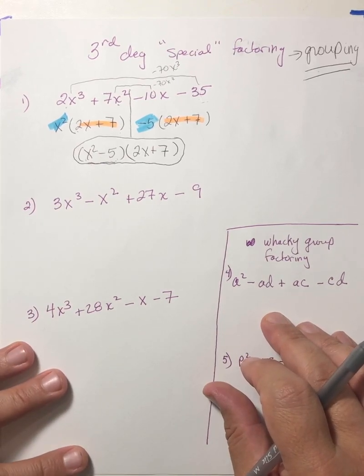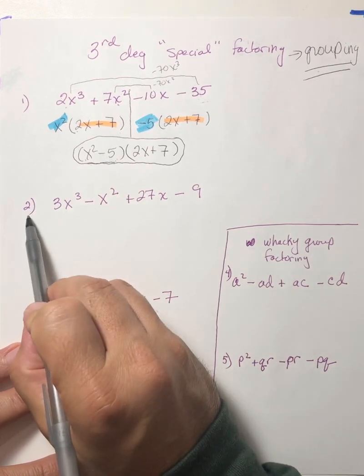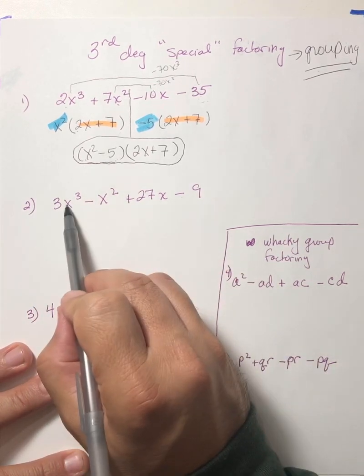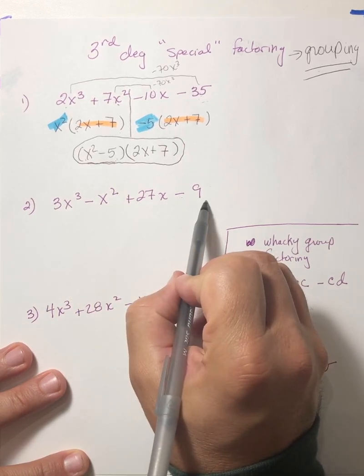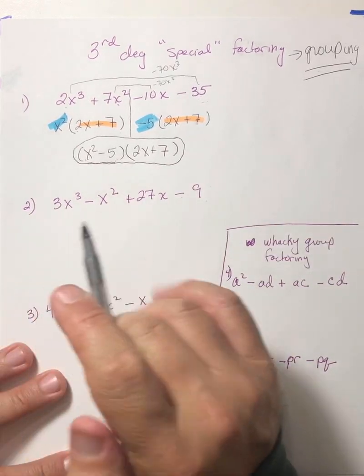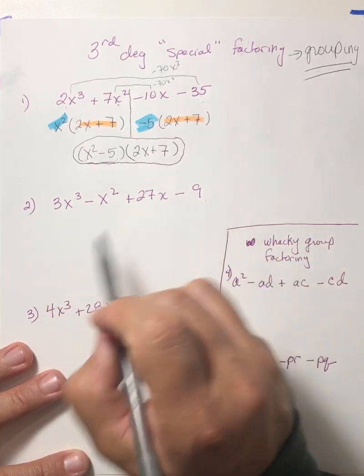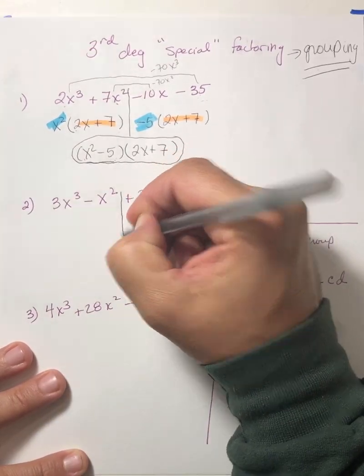All right, let's do the next one, number 2. All right, exact same formatting. Here's our third degree polynomial special. You'll know it's a special, even if I'm telling you to do these third degree factoring, you'll know. So all I have to do is split down the middle.